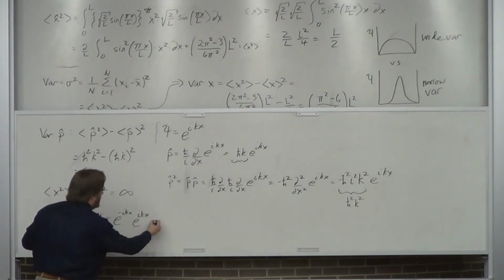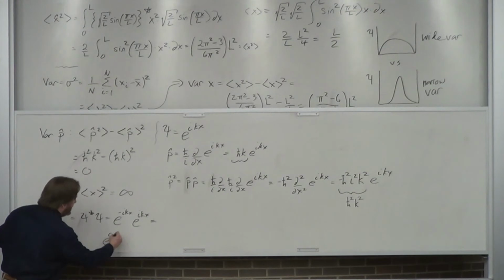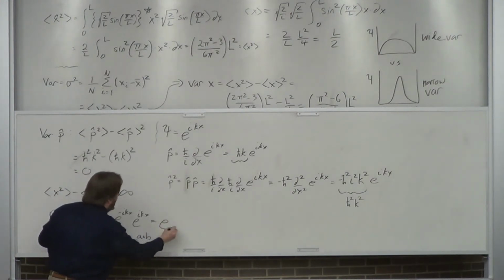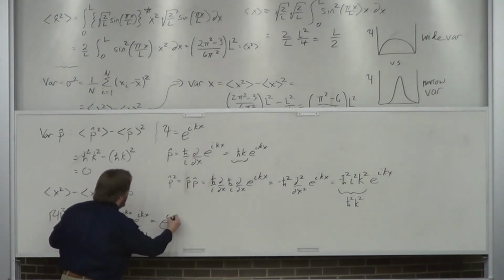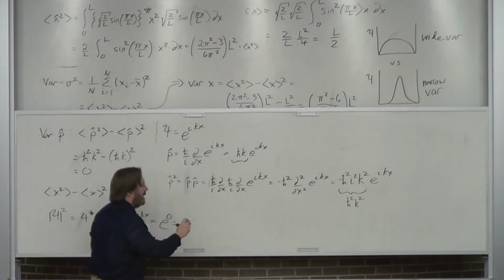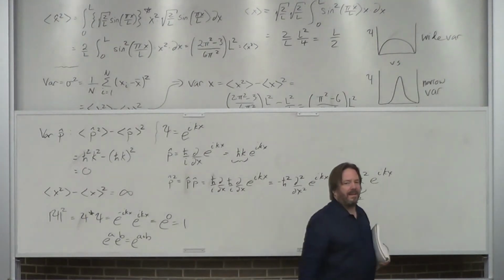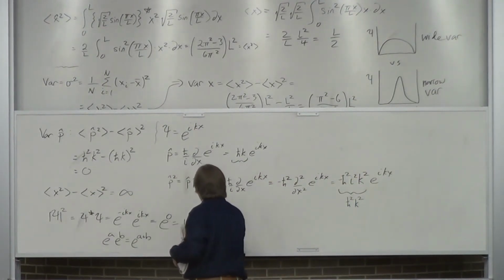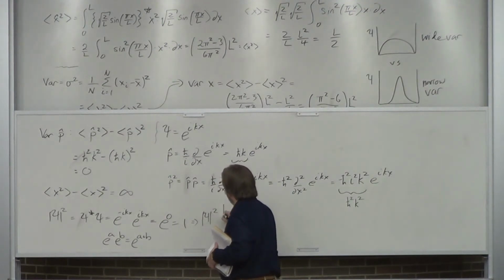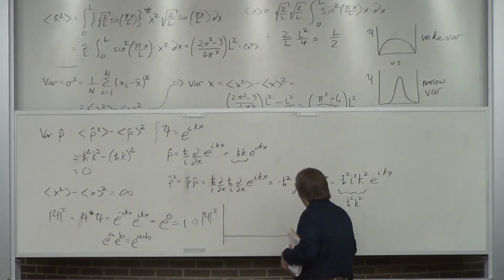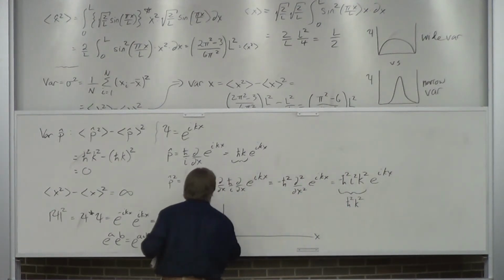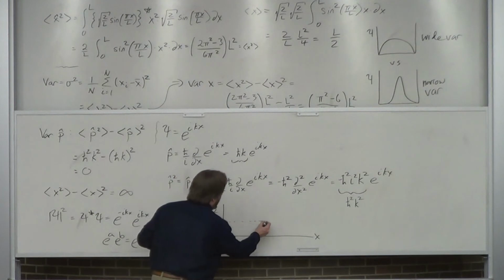If you're not sure what that is, I have identities like this on the exam. So therefore this is e to the minus ikx plus ikx, which is e to the 0. And of course, the identity on the exam tells me that e to the 0 is 1. And therefore, when I look at the absolute value of this wave function, and here's the x coordinate, it's 1 forever and ever and ever.